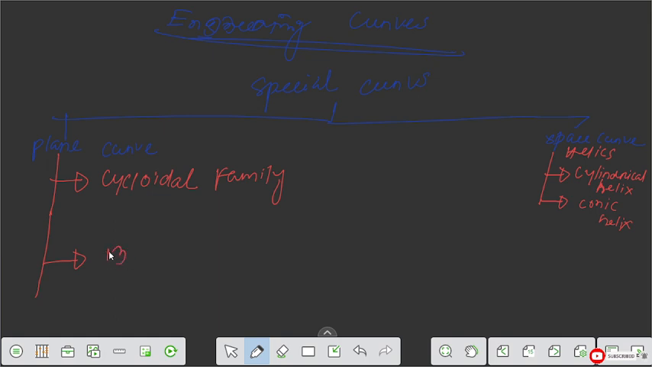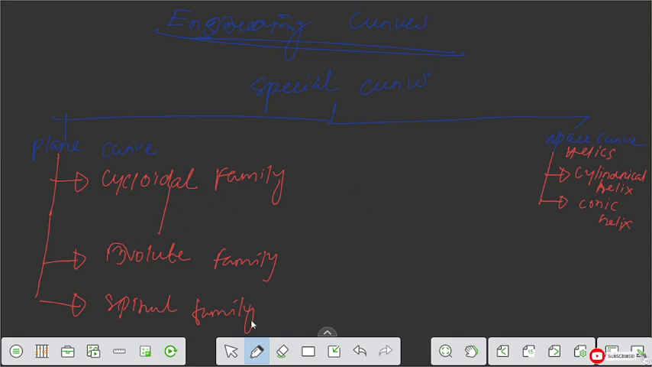Next is the involute family. Next is the spiral family. So cycloid is further divided into three types. One is cycloid, two is epicycloid, three is hypocycloid. Similarly, involute is divided into involute of circle and second is involute of polygon. Next, spiral is further divided into Archimedean spiral and logarithmic spiral.